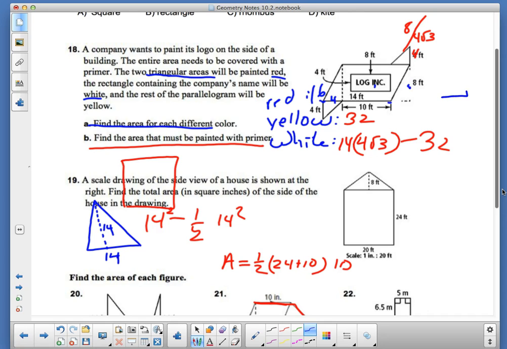Check it out. Do you remember 30, 60, 90 triangles? Well, you should, because we're coming back today. That's how I know that that's 4 square root of 3, because of a 30, 60, 90.